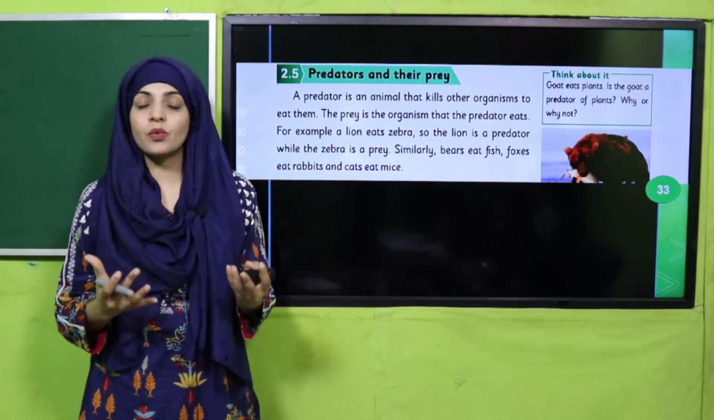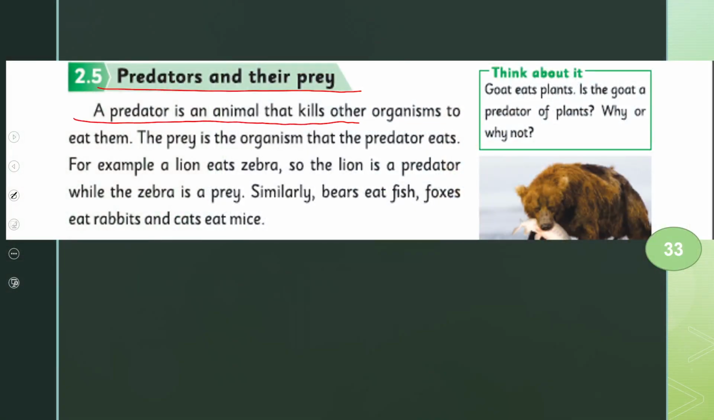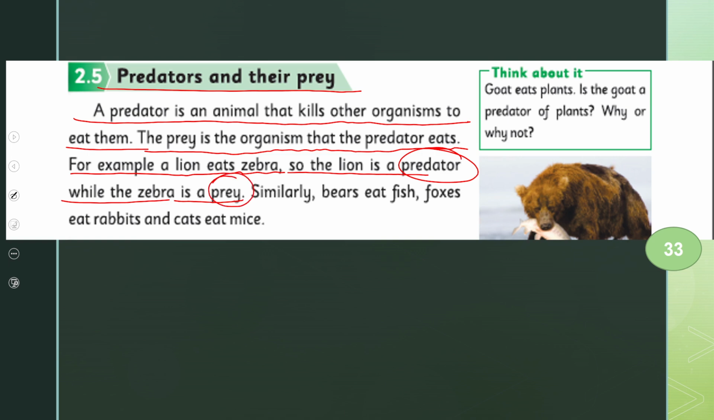So my dear students, let's read about predator and prey. Predators and their prey. A predator is an animal that kills other organisms to eat them. The prey is the organism that the predator eats. For example, a lion eats zebra. So the lion is a predator while the zebra is a prey. Similarly, bears eat fish, foxes eat rabbits, and cats eat mice. So in these relationships, who are predators? Bears, foxes and cats are the predators, whereas fish, rabbits and mice are the preys.